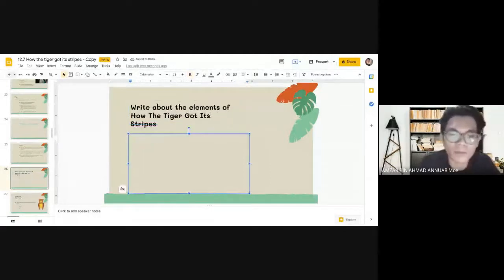First, you have to talk about the setting. Tadi kita dah bincang dah. Then you talk about the characters. And the last one, you talk about the plot. Setting, you talk about the setting of time, and setting of place. Characters, you talk about the main and the supporting character.